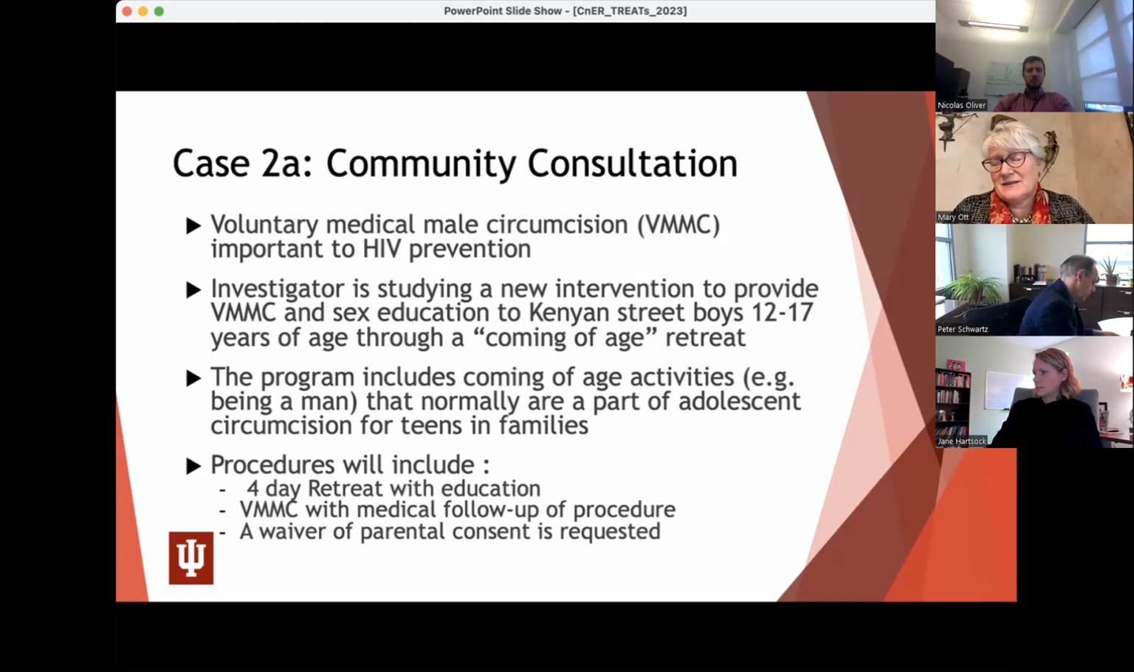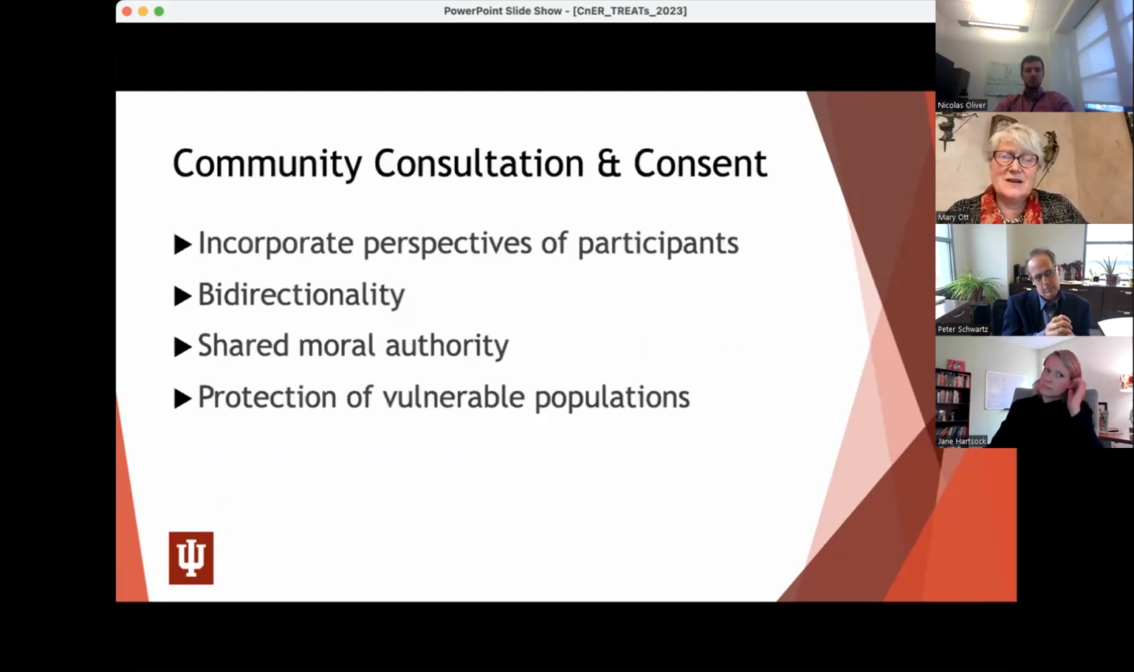And so at that point, they looked at what's the next best thing to do. There's this idea of community consultation, bringing the community in to help understand the best way to make research safe and respectful of community processes. Some people call this community consent, although my regulatory colleagues remind me that consent is something an individual gives for themselves. But community consultation is a way to incorporate the perspectives of the participants.